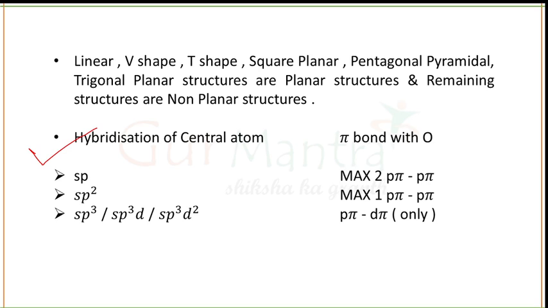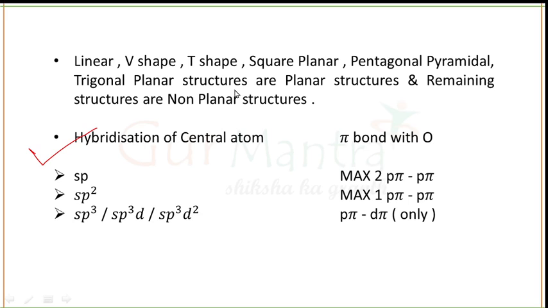Next, you have seen the different kinds of shapes in the hybridization state. If linear, V-shape, T-shape, square planar, pentagonal, pyramidal, trigonal planar structures are present, then these are known as planar structures. Planar structure means all the above structures are present in the same plane, and the remaining structures are non-planar structures.